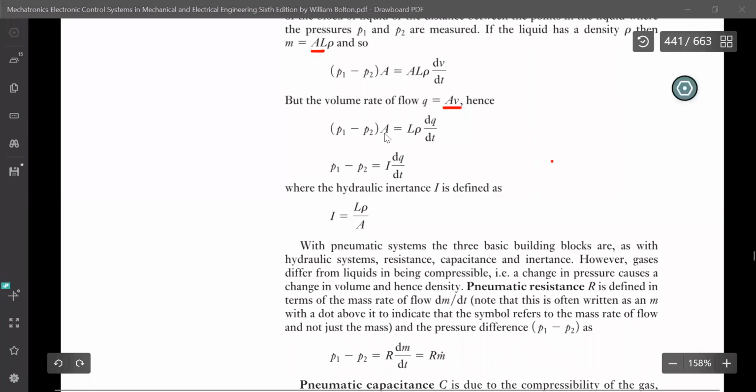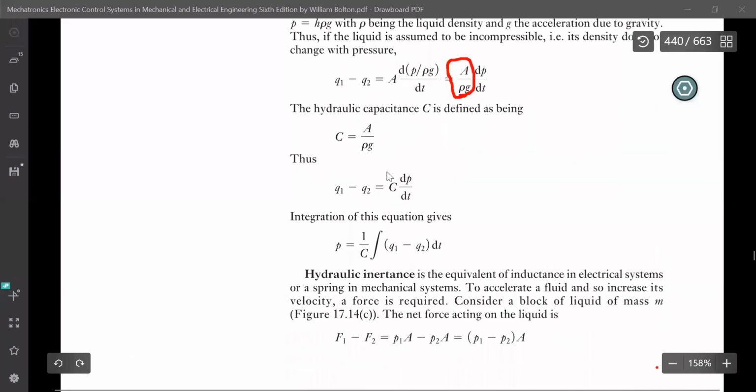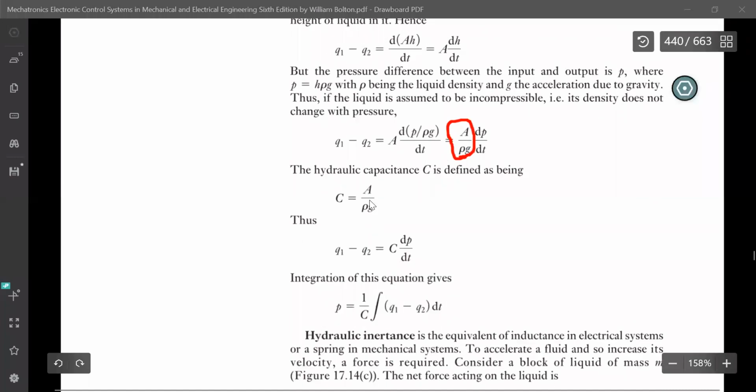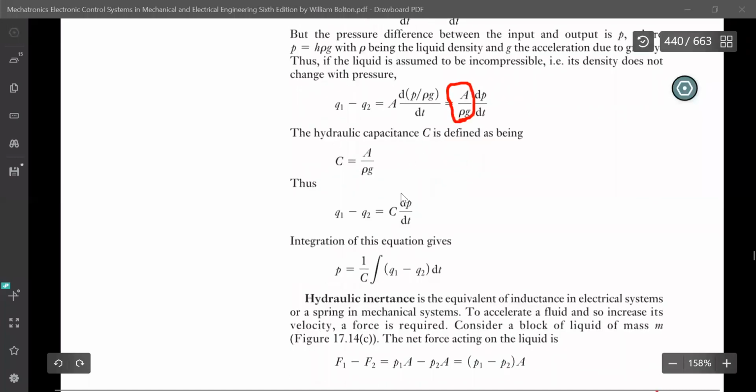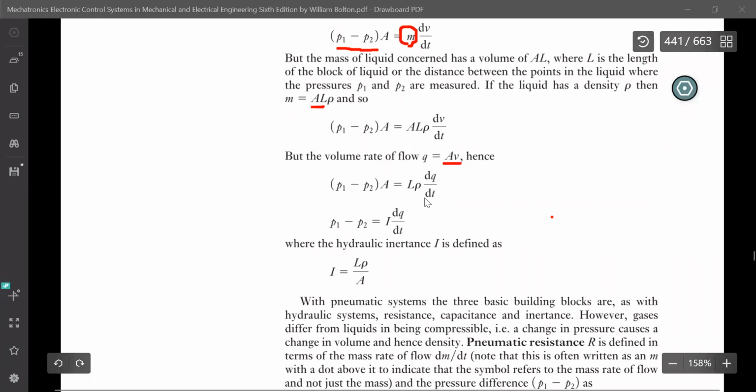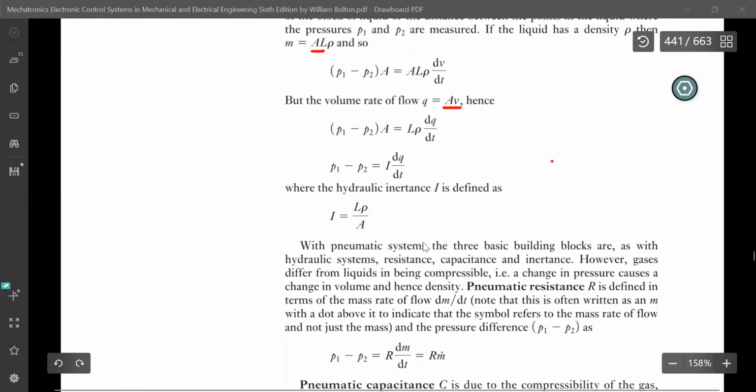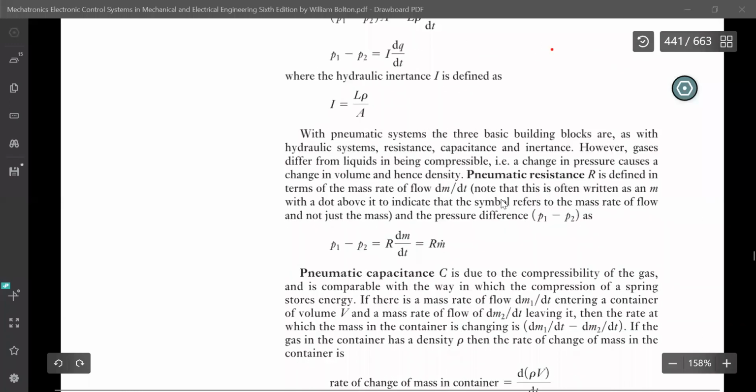So P1 minus P2 into A is equal to L rho dq by dt, and further, taking A over here, we get P1 minus P2 equal to L rho by A into dq by dt. What is L rho by A? This term is now known as inductance. Earlier you defined the capacitance; capacitance was A by rho into g. Now you have defined inductance, which is equal to L rho by A. So you must remember these elements.